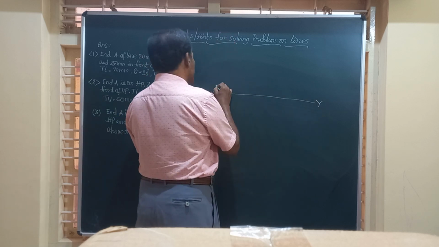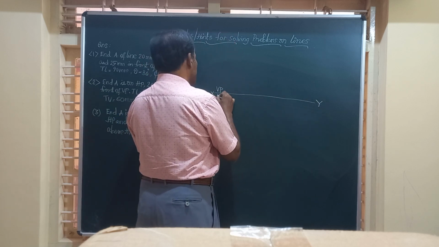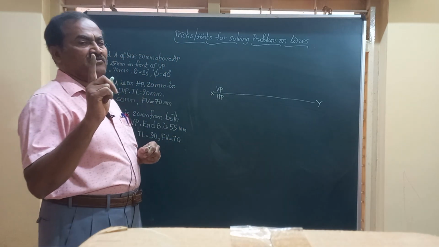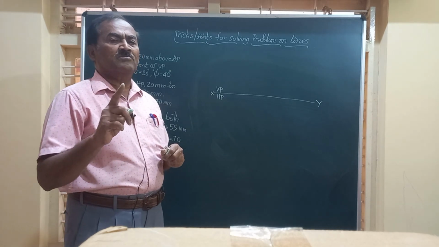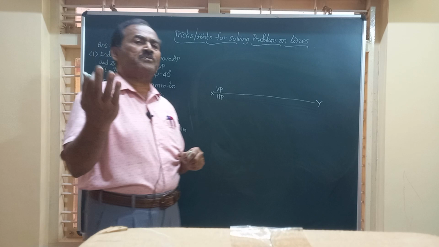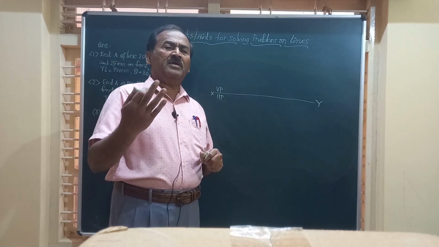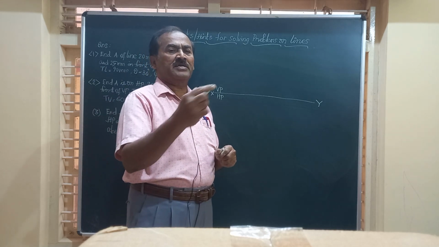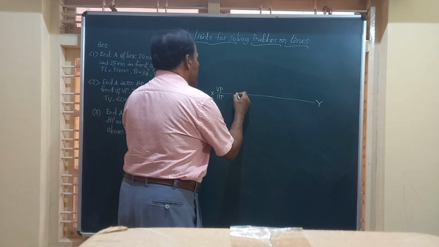Mark VP and HP. This is VP, this is HP. And friends, let us start with the first point, that is marking of the NDA. NDA is on HP. In any problems on lines, whenever any point is on HP, it is seen as a point on the XY. That is the front view.